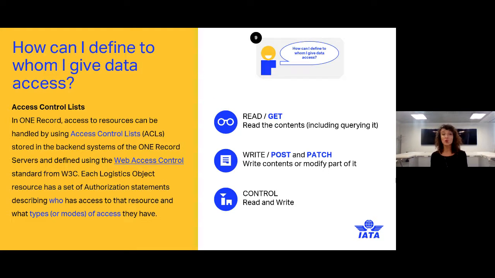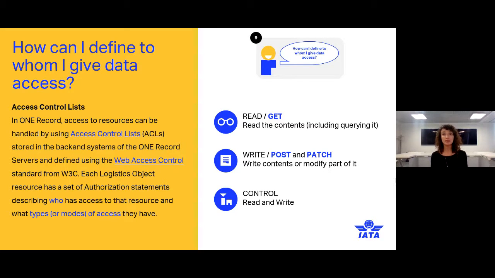So regarding who has access, it can be, for example, a company identifier, the URI of a client in the Internet of Logistics, or the One Record server is free to define what we call a group. It can add, for example, multiple company identifiers and create an airline group, meaning that all the airlines will be able to access that logistics object.